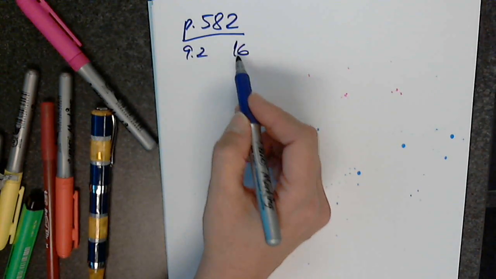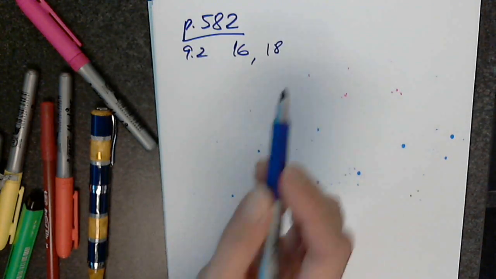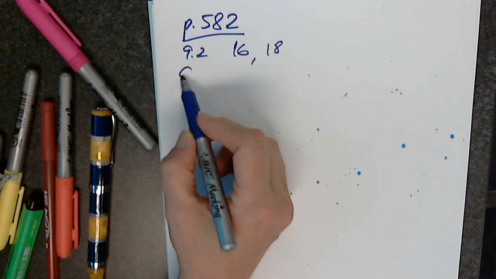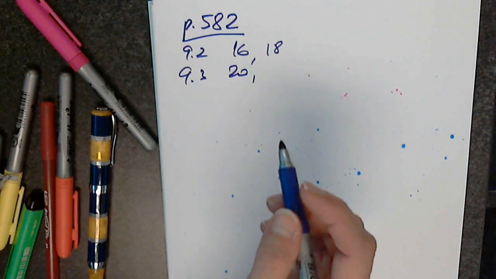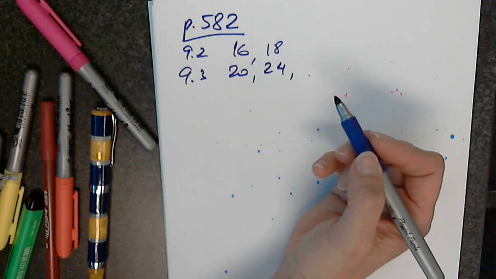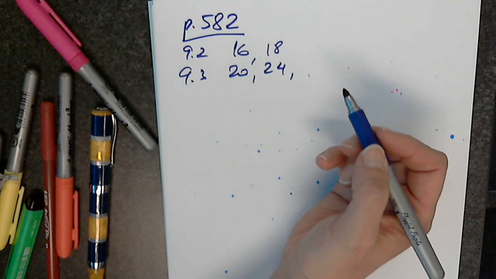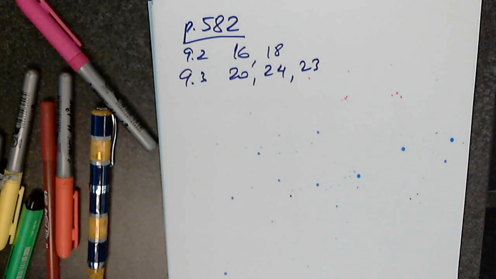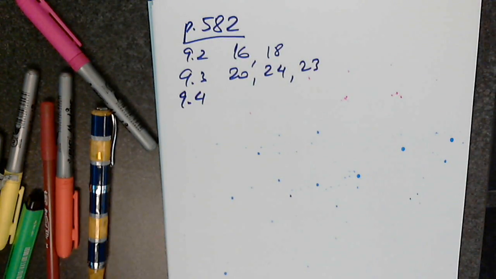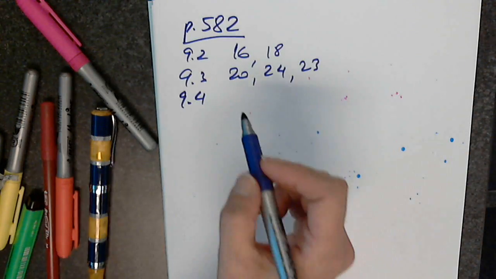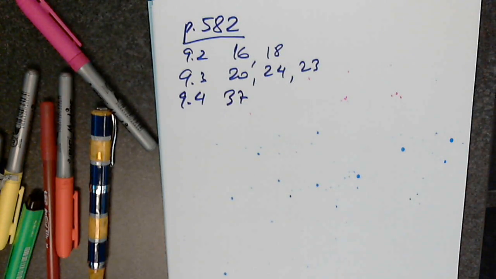Okay. So first of all, I'm going to select from 9.2, and I will select 16, 18, and 9.3. I will select 20, 24, and 23. And from 9.4, and this is the end of chapter 9, I will select 37. 15 with some A's and B's.